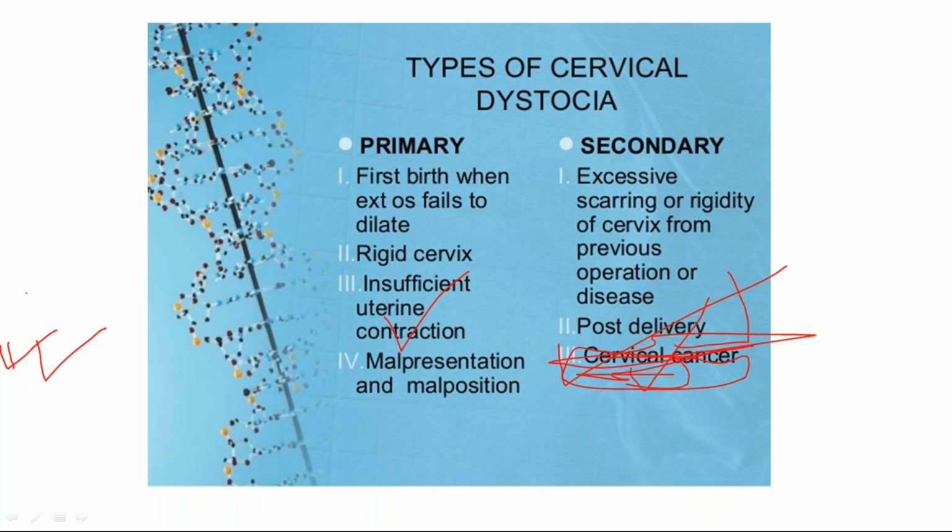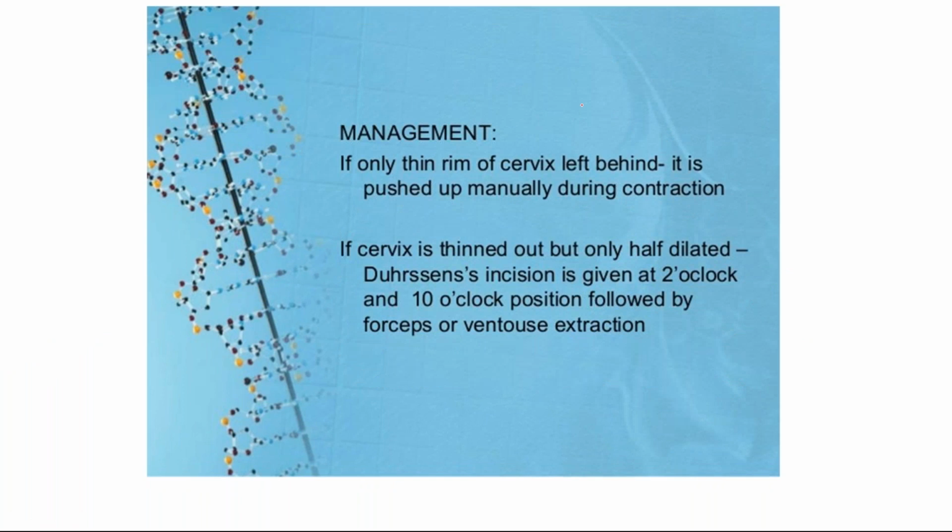Just remember, primary is where the external os fails to dilate. The internal os, everything dilates, but only the external os will not dilate to allow the passage. Secondary is following some surgeries on the cervix, like amputations, conizations.